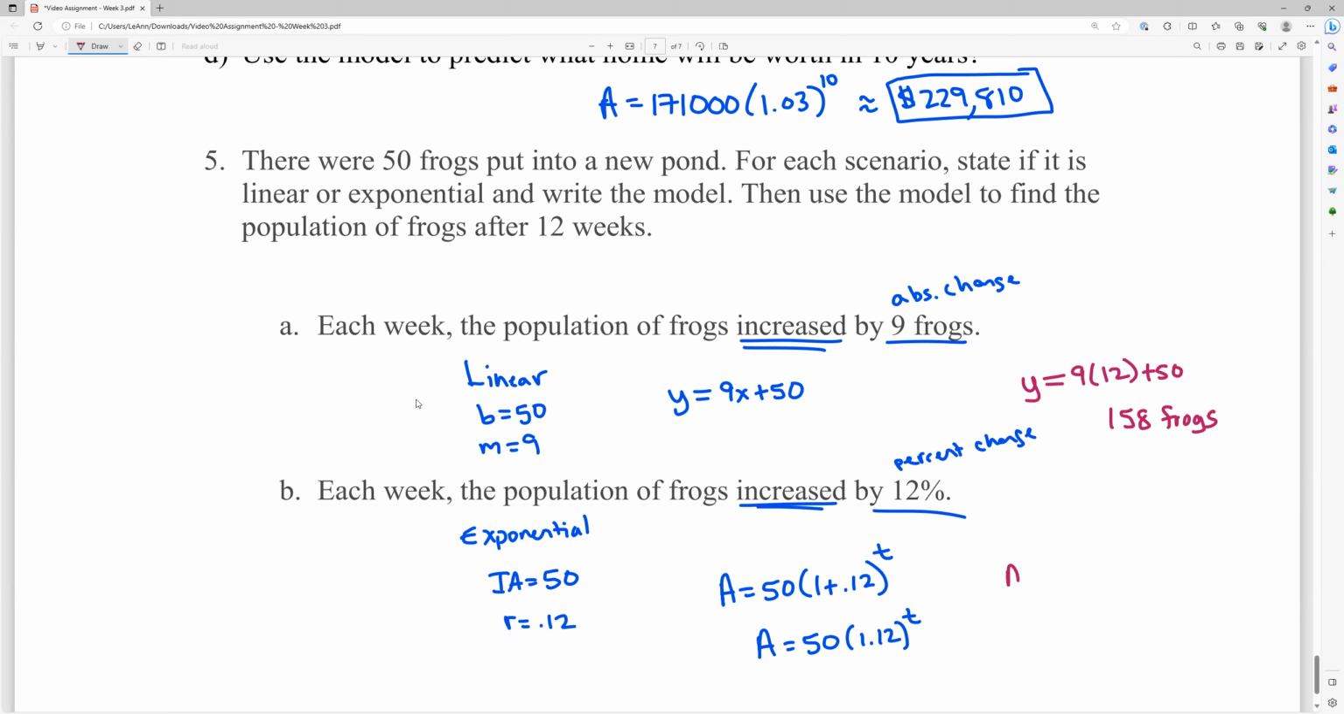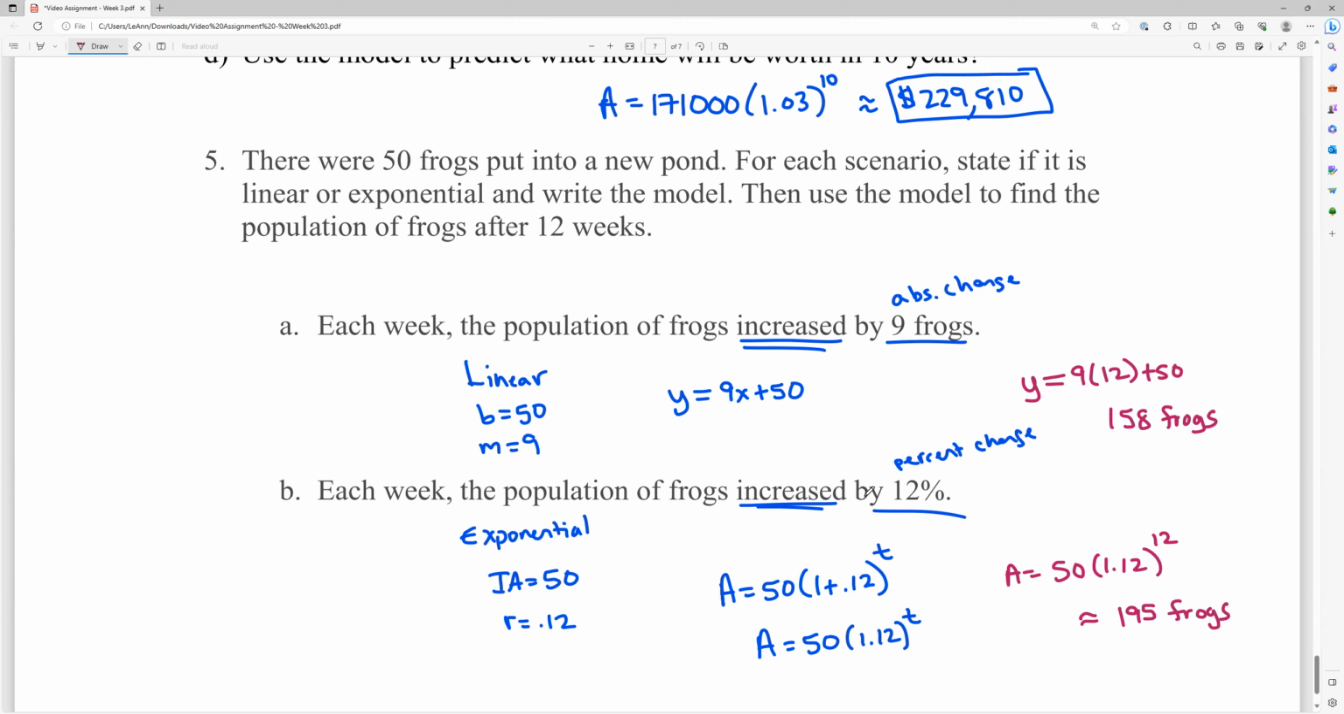Let's look at how many frogs we would have if they were increasing their population by 12%. So 50 times 1.12 to the 12th, because this is our weeks now, the t is our weeks. So 1.12 to the 12th, and then times that by the 50. Notice if we round to the nearest whole frog, that's going to be 195 frogs. So you see that exponential grows quicker, okay?